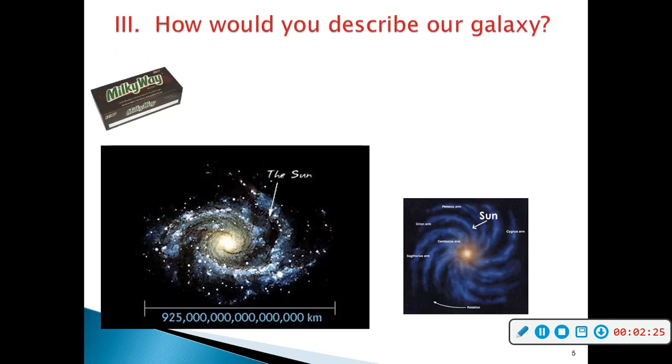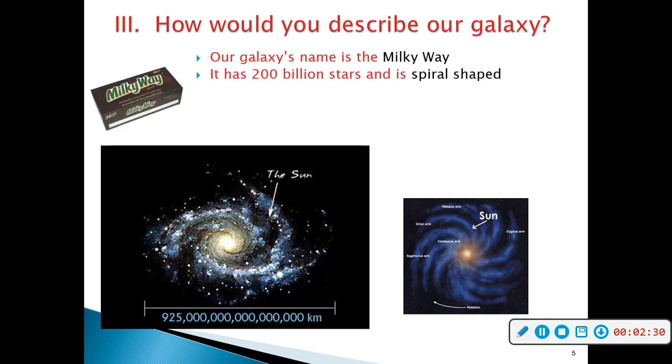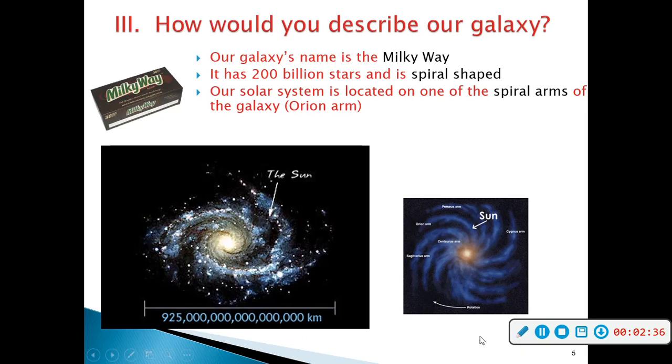Our galaxy is named the Milky Way, so the candy bar is named after it. It has 200 billion stars and it's spiral shaped. Our solar system is on the Orion Arm. They're actually showing it in the wrong spot in this picture. It should be about 2/3 of the way out on the Orion Arm. So we are nowhere near the center of our galaxy. In the past, they thought everything was around the Earth. Well, they were incorrect about that.